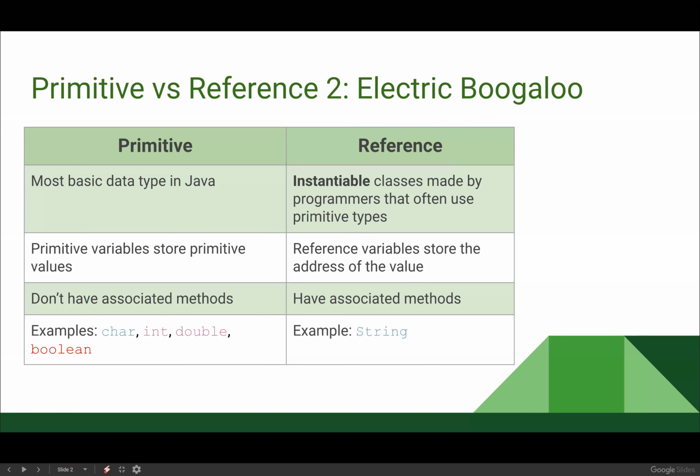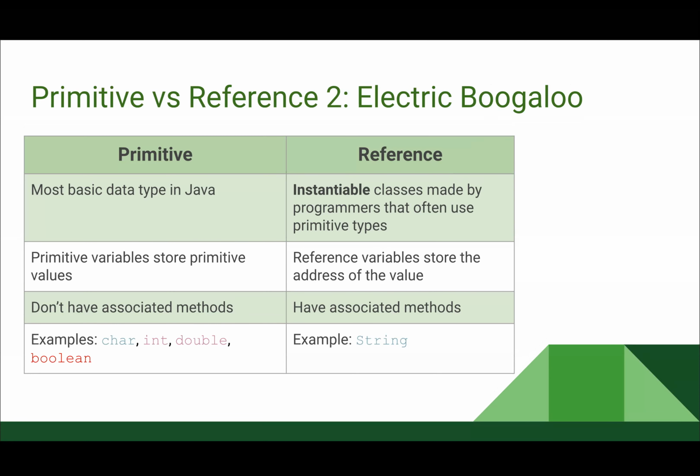We have our primitive versus reference types. We've talked about these several times now. Our primitive types are those basic data types like char, int, double, and boolean. They store primitive values. Reference types, the one we've learned about primarily has been string. They are made by programmers, and they often use primitive types. So a string is really just a collection of character values, right? And our reference variable is going to store the address of that value rather than the actual primitive value.